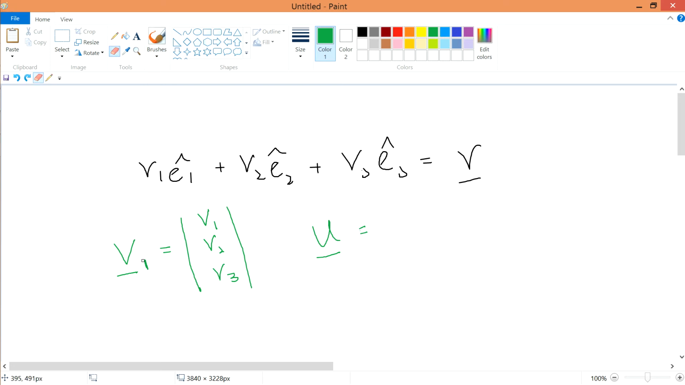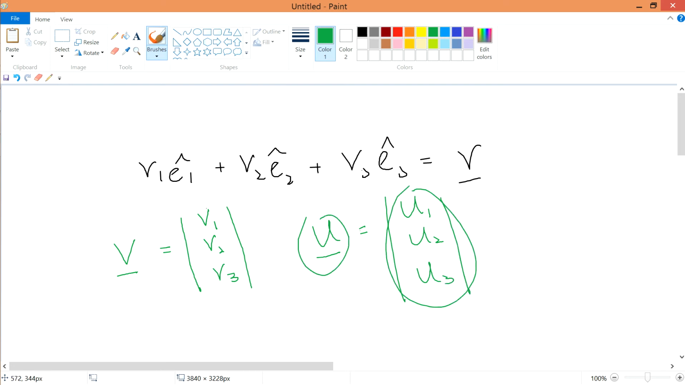Let me remove this. Instead of v, now we have u1, u2, and u3. So these are the components of u, and these are the components of v. And e1 hat, e2 hat, and e3 hat are simply the basis vectors. I just want to repeat until you are very clear about what all this is.